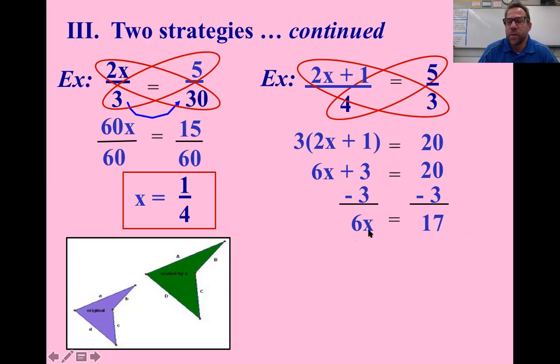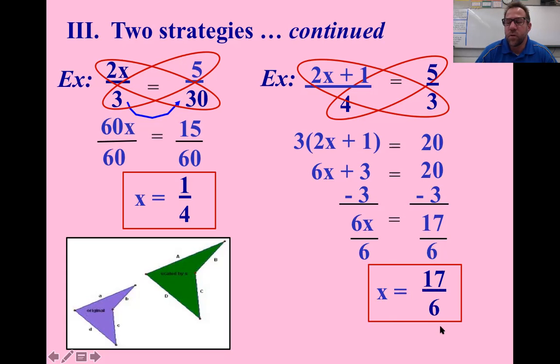And then I'm going to divide by 6. And this does not go evenly. It doesn't work out. And so remember my rule, if they don't want to play nicely, then we just leave them alone. So your final answer is 17/6.